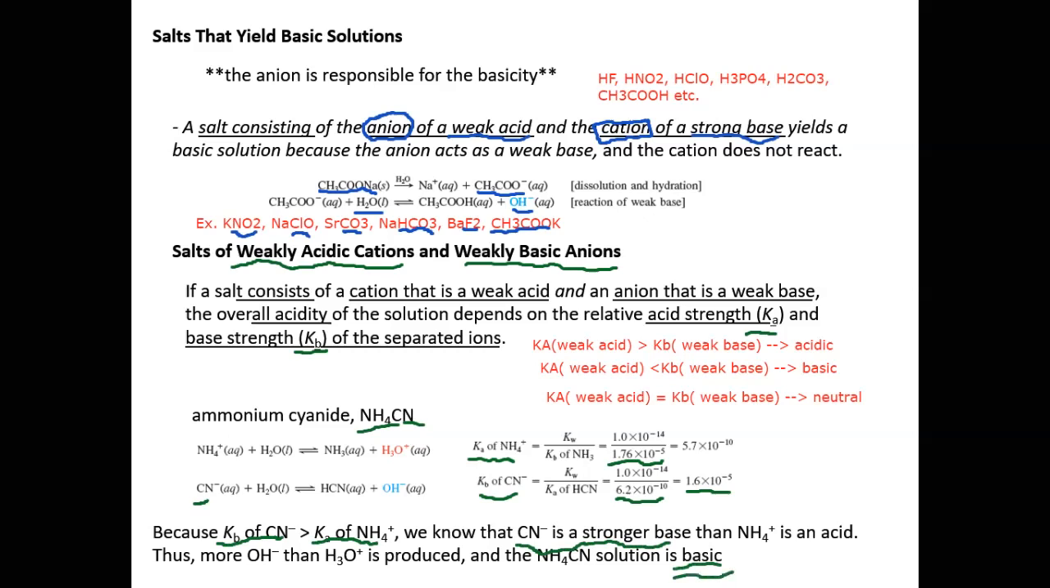You only compare Ka and Kb when you have a weakly acidic proton and a weakly basic anion. So your cation is weakly acidic, your anion is weakly basic. That's when you're going to have to compare the Ka and Kb. If one is neutral and the other one is acidic or basic, it's straightforward.